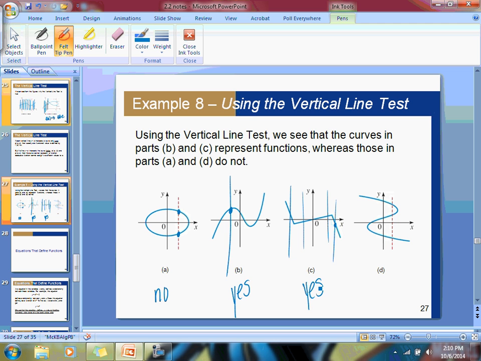But for part D, we have another curve here, and they've drawn in a vertical line, and you can see that that vertical line is going to touch that function 3 times. So no, that graph does not represent a function.